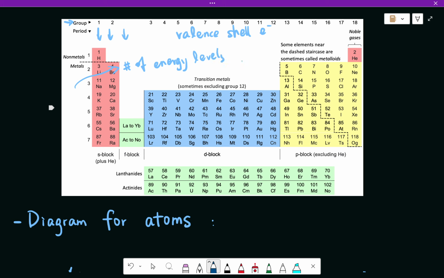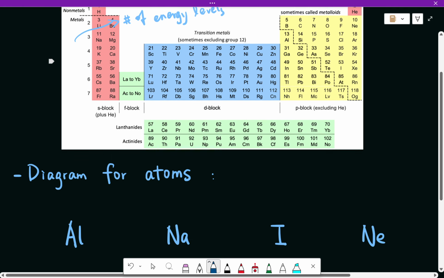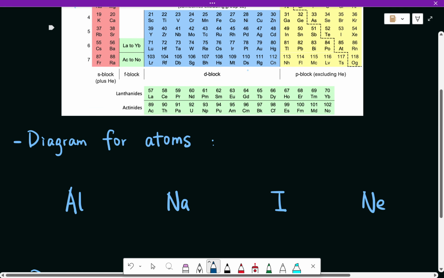in a particular atom. So using this knowledge, we can draw the Lewis diagram for an atom, and a Lewis diagram can efficiently tell us how many valence shell electrons there are. So let's take a look at a few different examples.